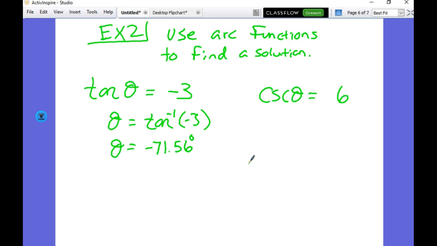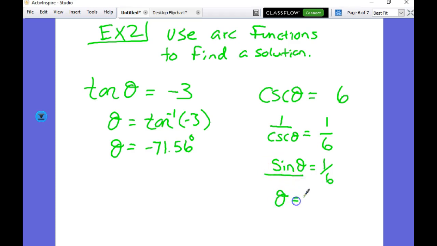So here's what we're going to do. We'll solve it the same way we did yesterday. The first thing I'm going to do is take a reciprocal on both sides. So that's going to be 1 over cosecant of theta is equal to 1 over 6. And what is 1 over cosecant of theta? Sine. And now I'm going to arc sine both sides, right? So if I arc sine this side, the sine cancels and I'm left with theta. But whatever you do to one side, you do to the other.